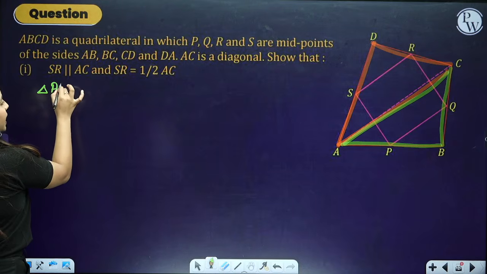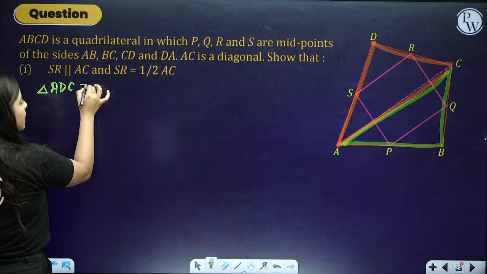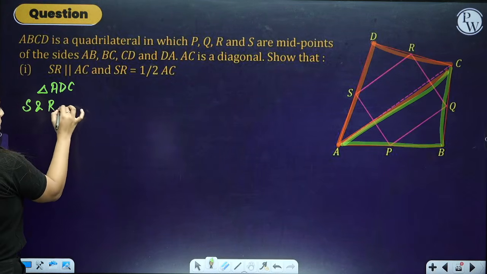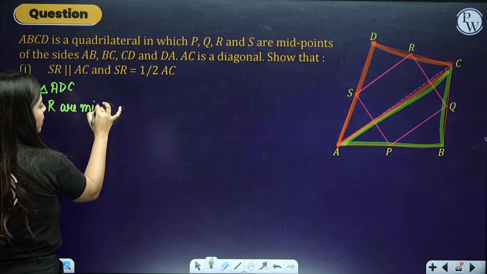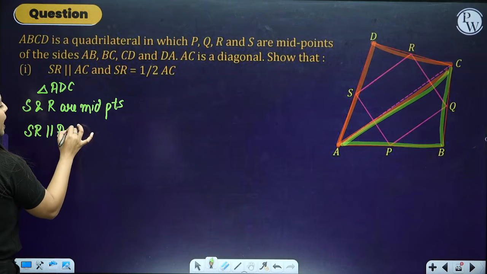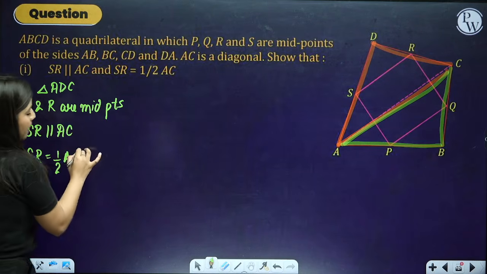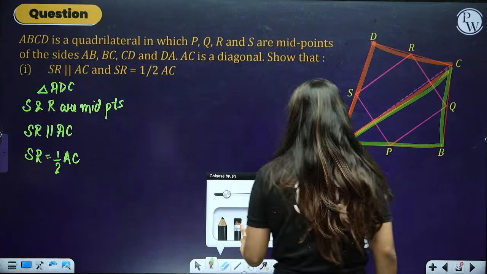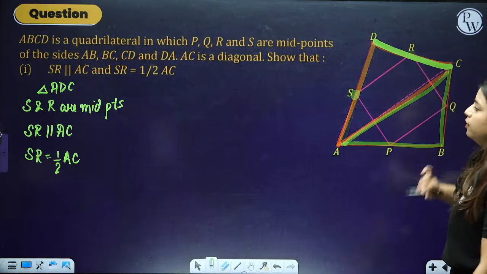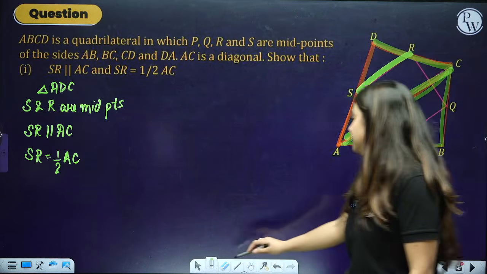Now in triangle ADC, we can see that S and R are the midpoints. If S and R are midpoints, what can we say? If they are midpoints, we can say that SR is parallel to AC. Also SR is equal to half of AC by the midpoint theorem. What we have done is, if S is the midpoint of DA and R is the midpoint of DC, SR will be parallel to AC and SR will be half of AC.